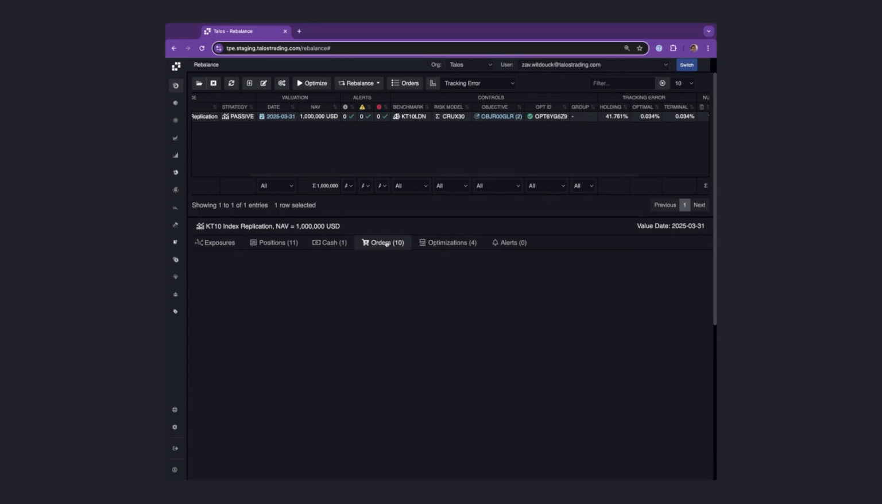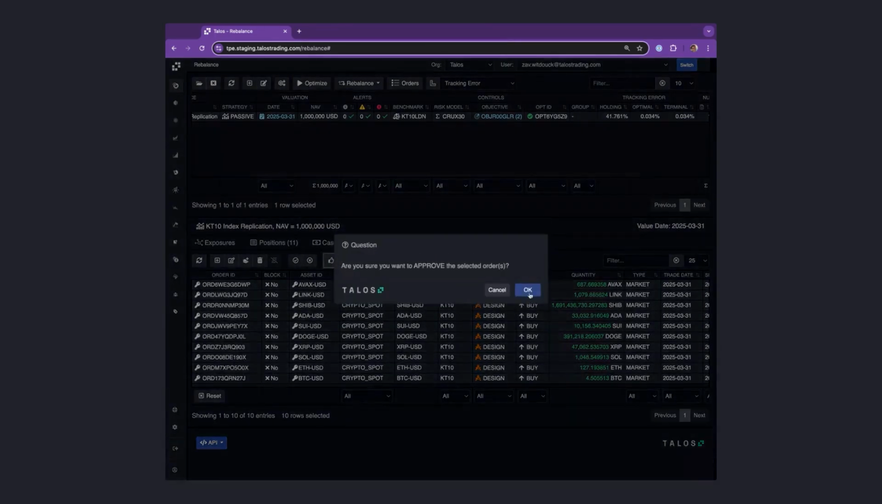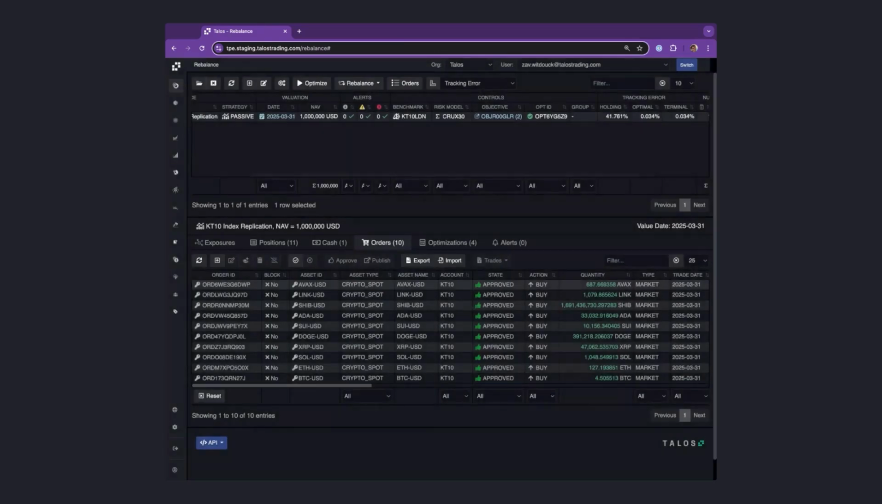And if I go to the order tab here, the way this particular portfolio is configured is to use spot pairs against US dollar. And so here I can actually see the order quantities that have been sized. I can go ahead and approve these orders. Obviously, we support four-eyes approval, but I can approve my own orders in this webinar.